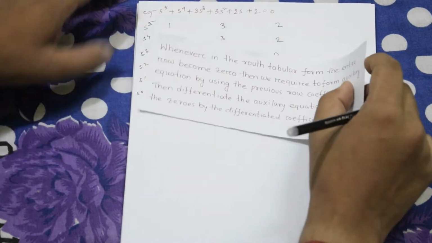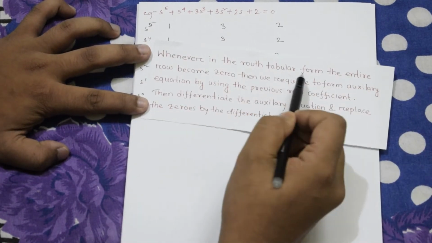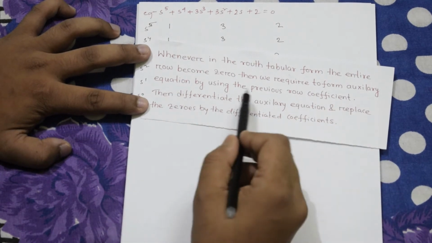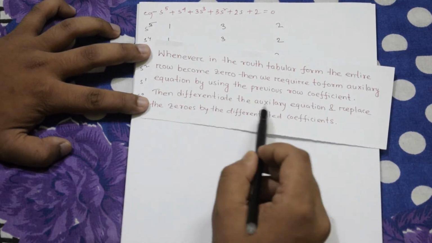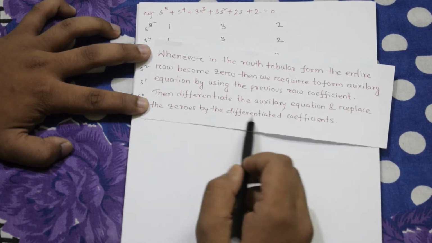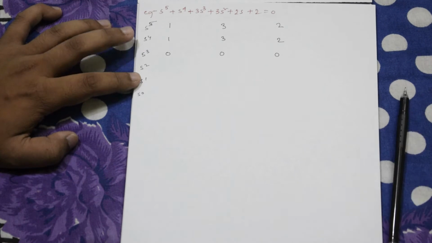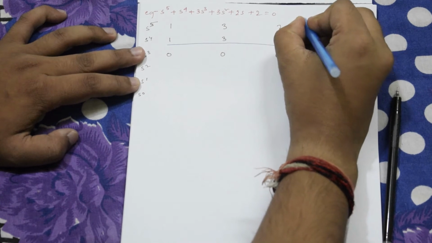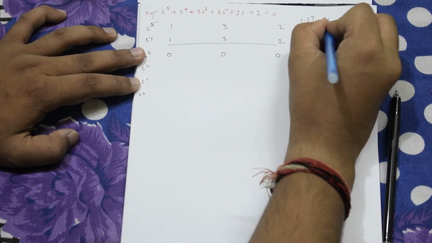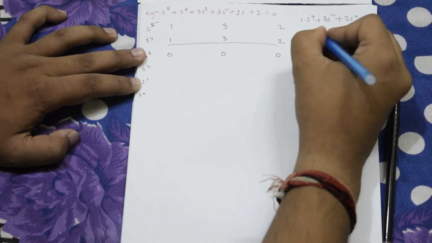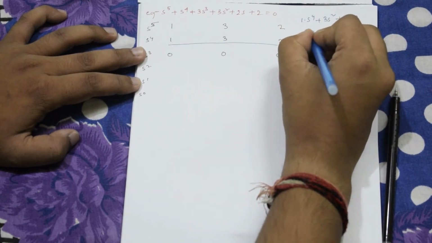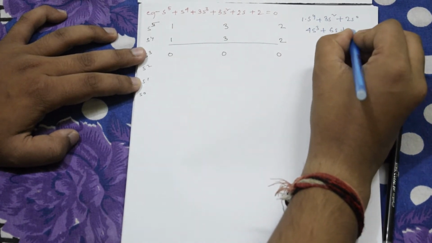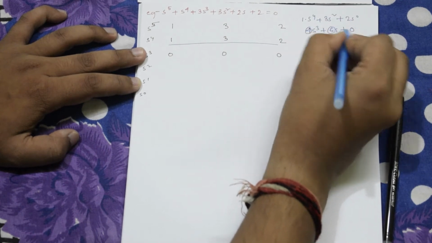Now for this, we need to know one rule. Whenever in the Routh tabular form the entire row becomes 0, then we need to form an auxiliary equation using the previous row coefficients. Then differentiate the auxiliary equation and replace the zeros by the differentiated coefficients. That means we form an auxiliary equation from these coefficients, which is 1 into s power 4 plus 3s square plus 2s power 0. If we differentiate it, we will get 4s cube plus 6s plus 0. Now we will put these coefficients here.